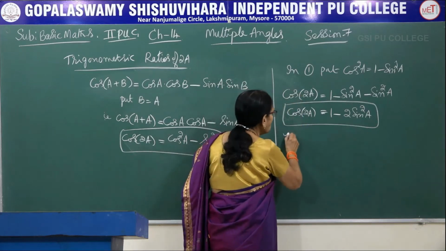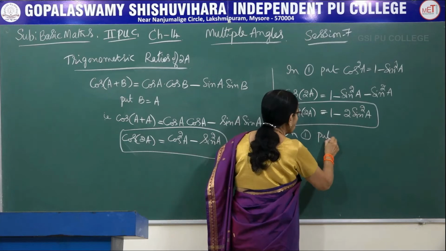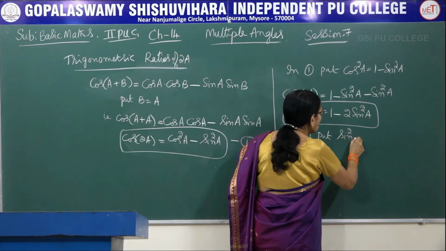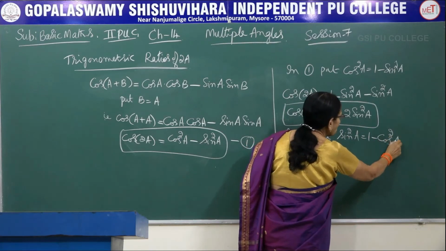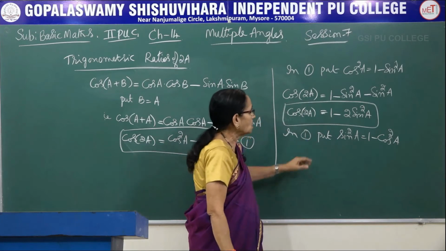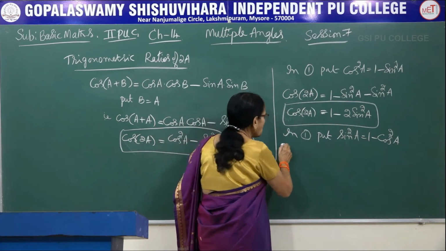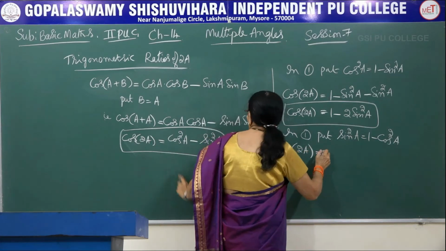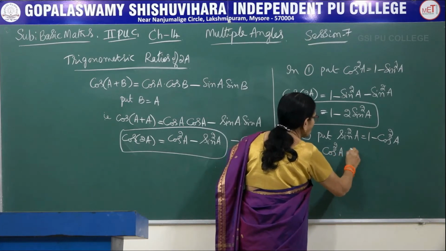Again in the same result 1, what I do is I replace sin square A by 1 minus cos square A. Suppose I put sin square A equal to 1 minus cos square A. Now let me start with the left hand side as usual. Right hand side, first term is cos square A. Don't change that one. Keep it as it is.